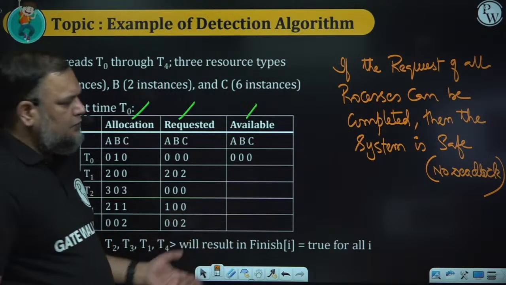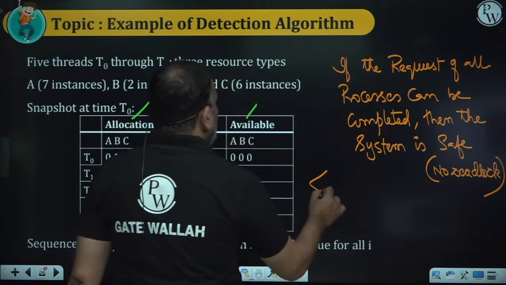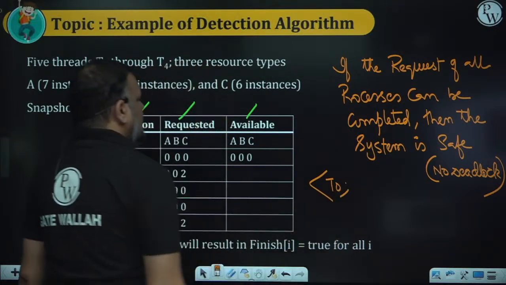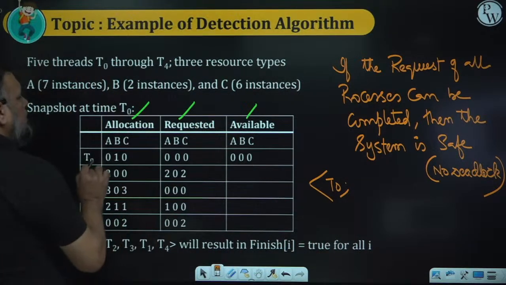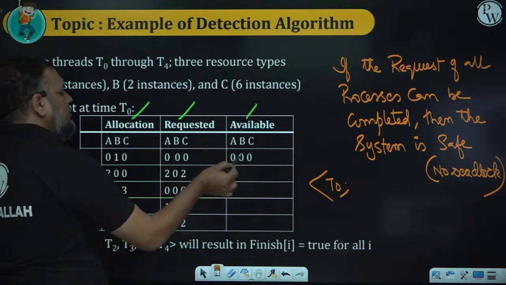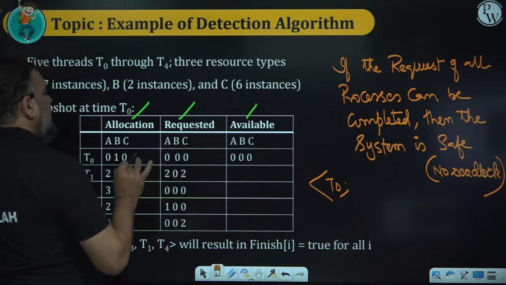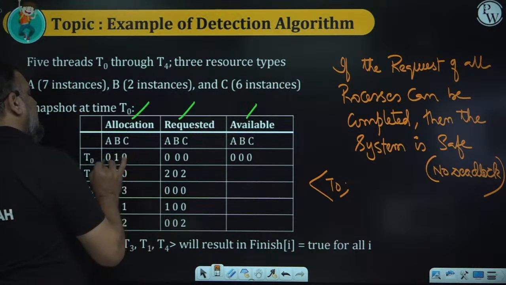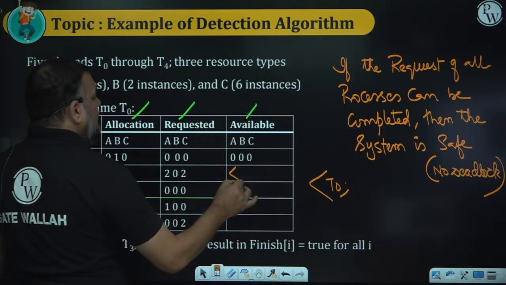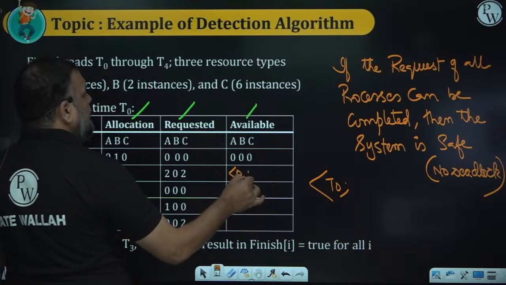चलिए work करेंगे, very simple. So first I can start with whom? I can start with T0. देखिएगा, Rakshit, please have a look. I start with T0. T0 wants 0, 0, 0. I have 0, 0, 0. T0 get completed. Complete होने के बाद T0 क्या करेगा? अपने resources release कर देगा. तो मेरा new available क्या बनेगा? 0, 1, 0 बनेगा.